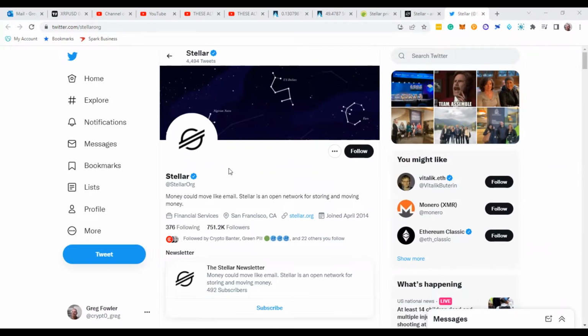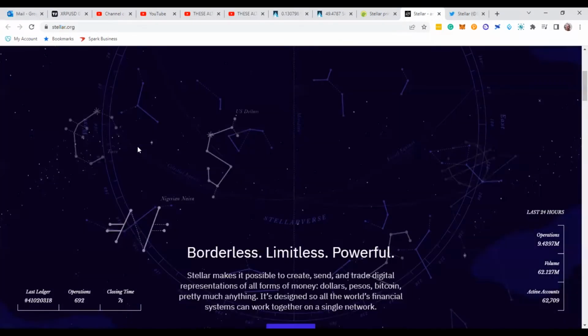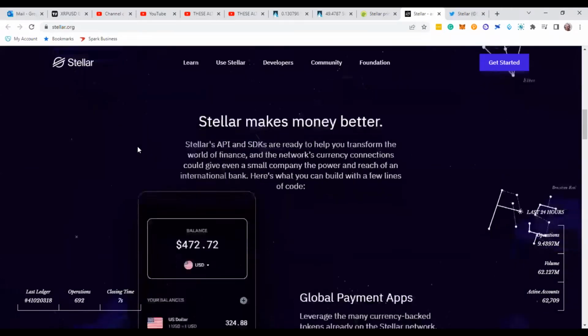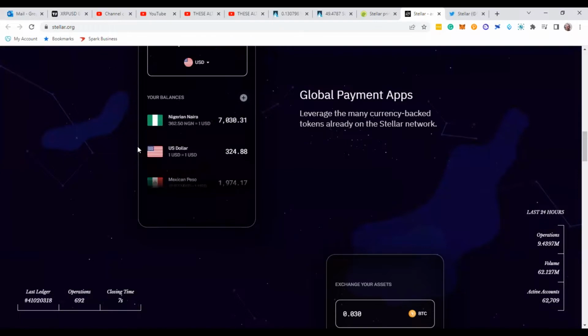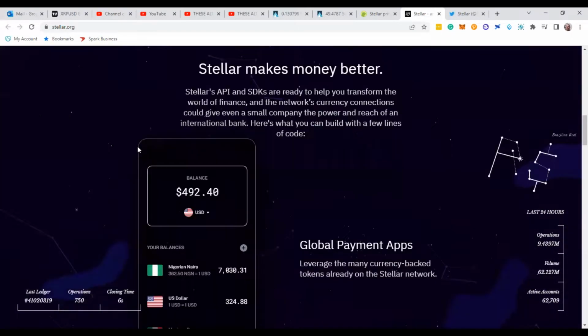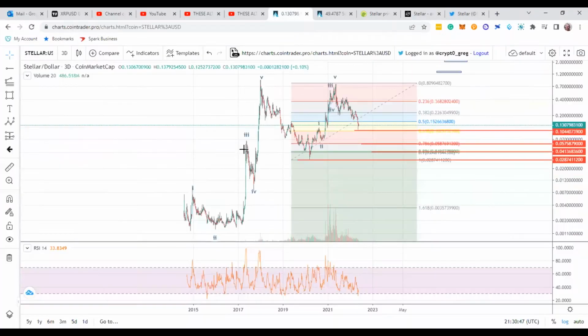So here's the Stellar coin. I don't know what it does. I don't research it that much, but it's money that can be moved like email. I mean, they could already do that, but it has a lot of followers. A lot of people are following this coin, and they do have a nice website to be able to send money back and forth. Okay, I guess that's pretty cool. But anyhow, let's see what the technicals are telling us.